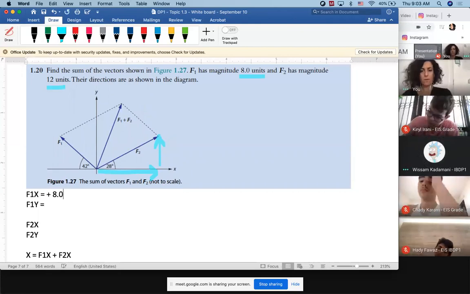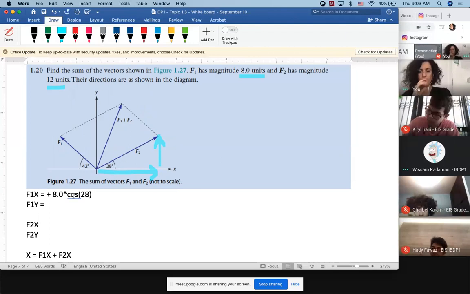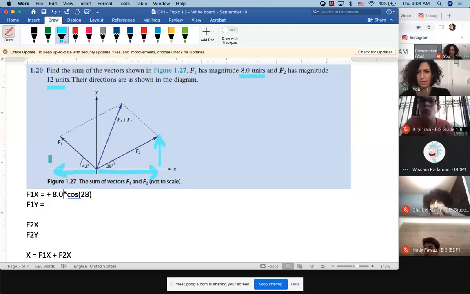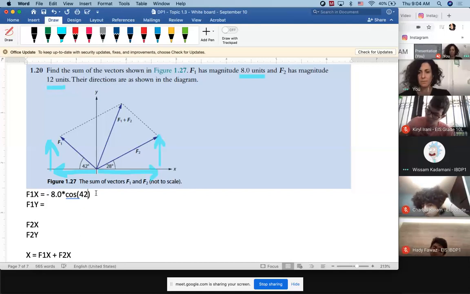Okay. Multiplied by cosine 42, 28, right? Listen, that's F2. Okay, wait a second. All right. So basically, this is F1. So the angle has to be 42. And be careful, this is the X and this is the Y. So I'm talking to myself when I said be careful. So this is minus and this is 42. So I was looking at F2. My bad. Okay.